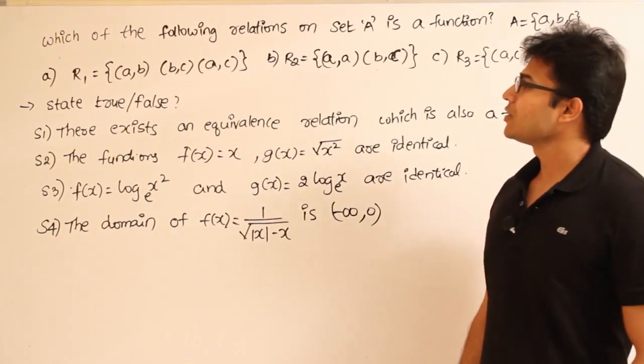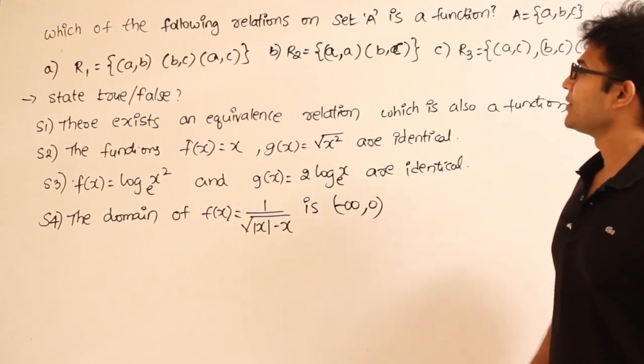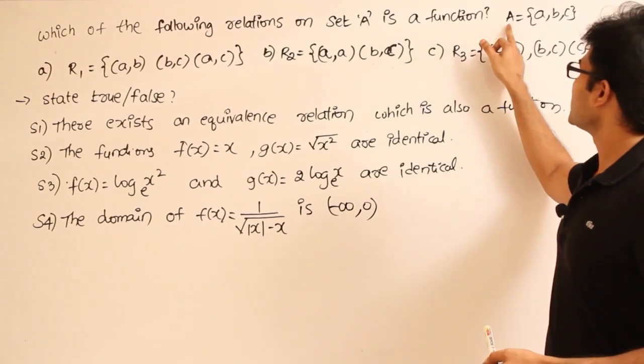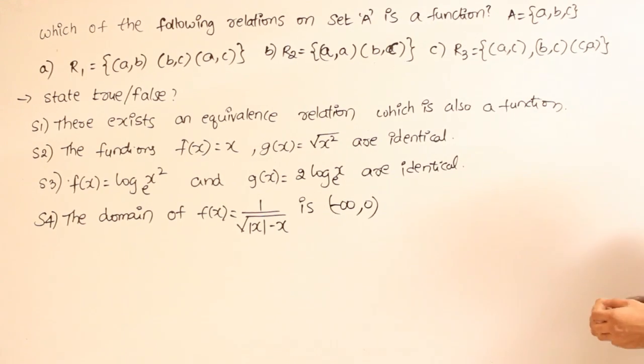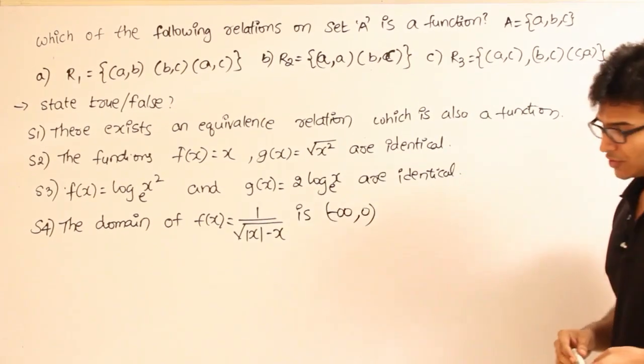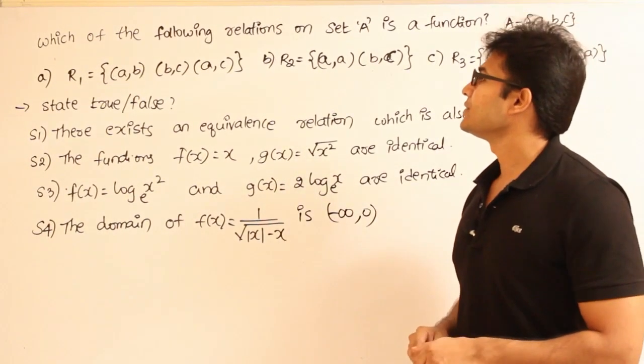See this, which of the following relations on set A is a function? Set A is given as a set containing 3 elements A, B, C, and then some relations are given. Now which of them is a function? Now let's see this one.